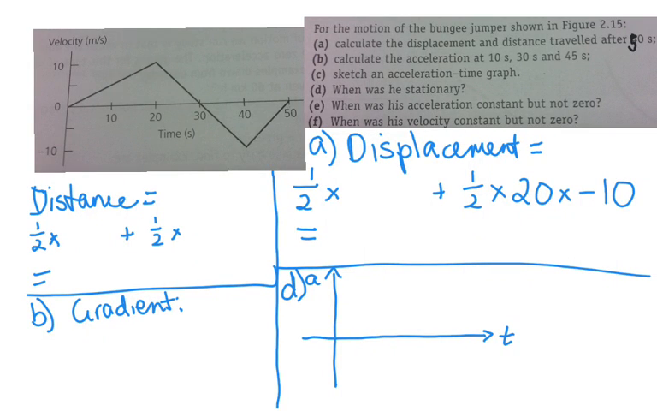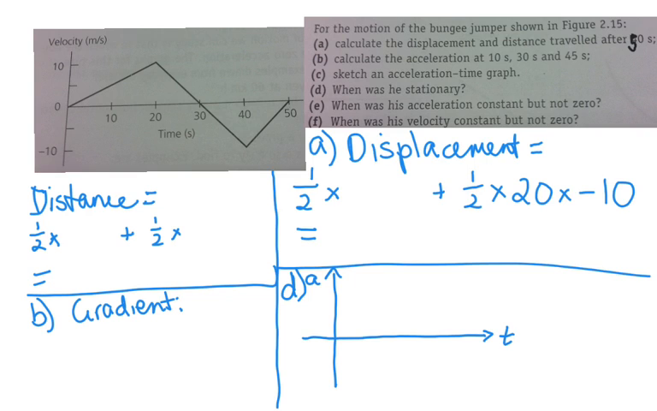Hi everyone, here's a question about a bungee jumper, the motion of which is shown in the graph on the left. The first question asks us to calculate the displacement and distance travelled after 50 seconds. To do this, we need to work out the area under the graph. Displacement is a vector and it describes the position in relation to the origin rather than the total length travelled. So we have two triangles.